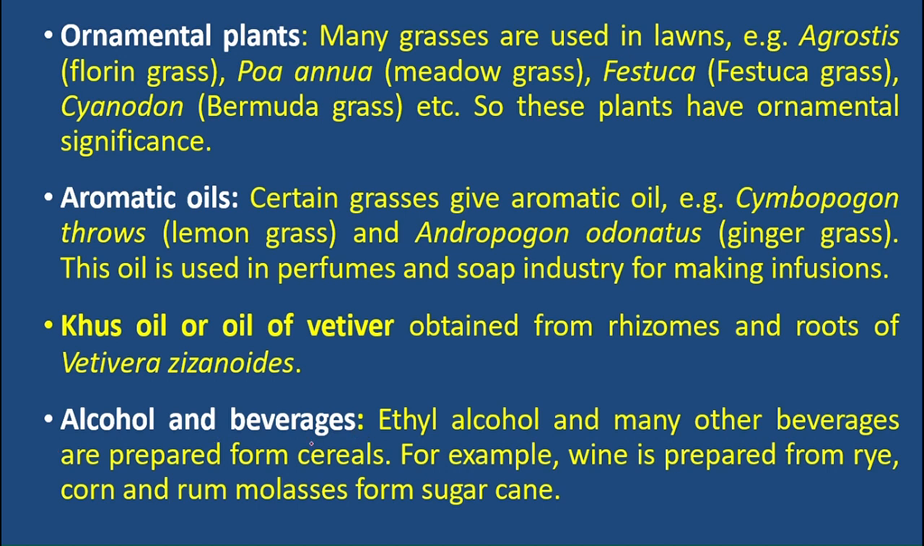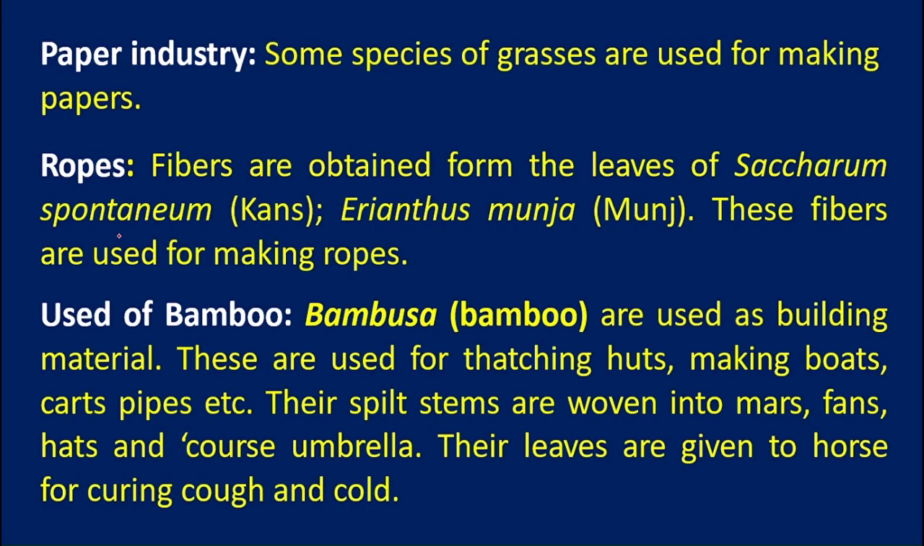Alcohol and beverages: ethyl alcohol and many other beverages are prepared from cereals. For example, wine is prepared from rye, corn, and rum from sugarcane molasses. So some alcoholic beverage names are also given here. Try to remember. Generally ethyl alcohol and many other beverages are prepared from these family members by using cereals. Then some plant species are used in the paper industry. Some species of grasses are used for making papers.